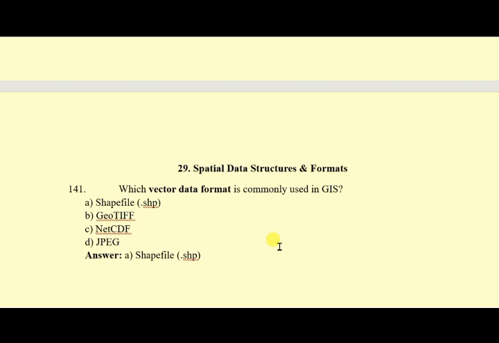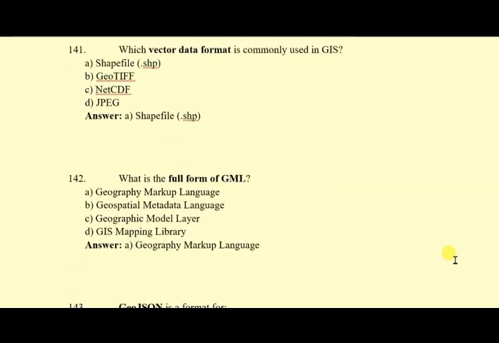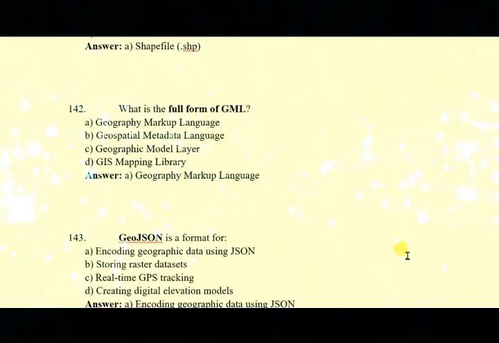Question 141. Which vector data format is commonly used in GIS? Shapefile, GeoTIFF, NetCDF, JPEG. Here the right answer is shapefile, .shp. The next question 142. What is the full form of GML? Geography Markup Language, Geospatial Metadata Language, Geographic Model Layer, GIS Mapping Library. Here the right answer will be Geography Markup Language.